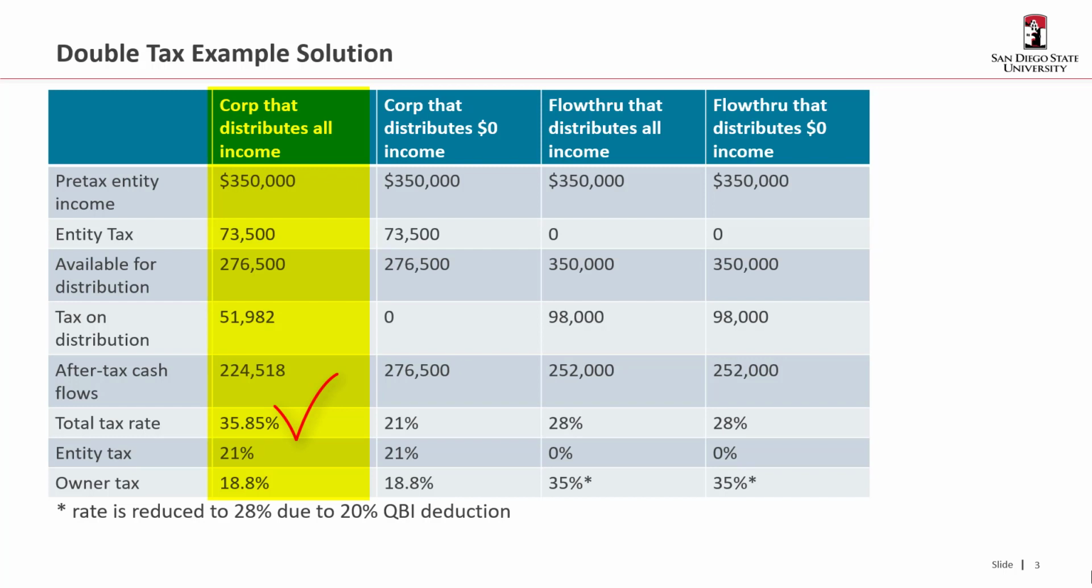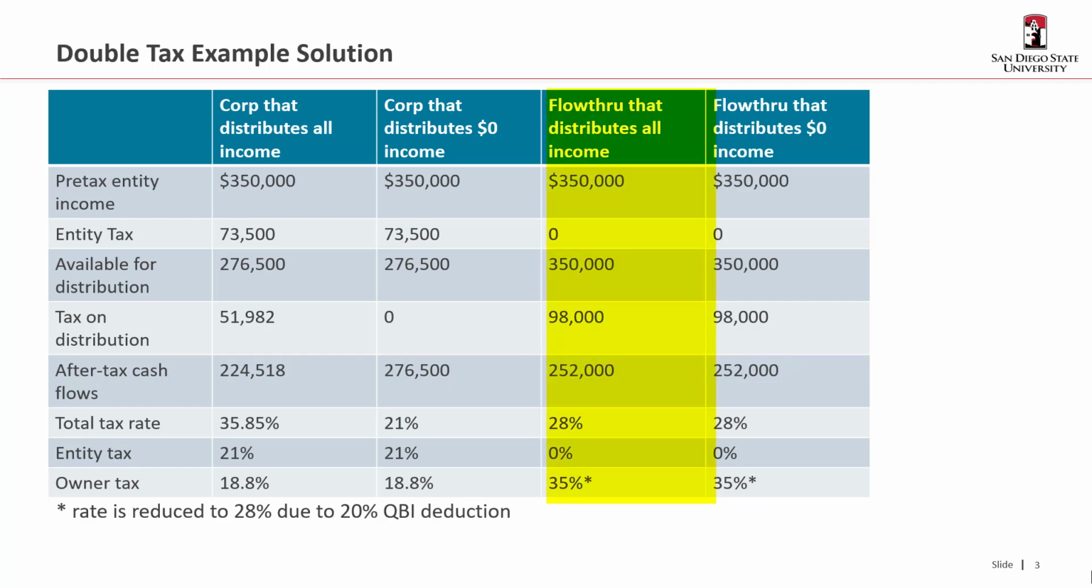Okay, now let's look at one that distributes none of its income. So if we have a corporation that distributes no income at all, then there's only the entity level tax of $73,500. That would leave $276,500 available for distribution, but none of that is going to be distributed. It's all going to be reinvested. And so this is where, as we spoke about in the last module, the share price would presumably increase, and ultimately the shareholder would sell their shares before they would trigger any gain recognition or income recognition.